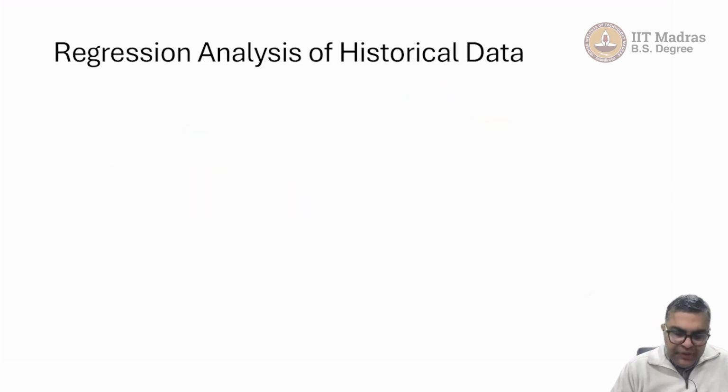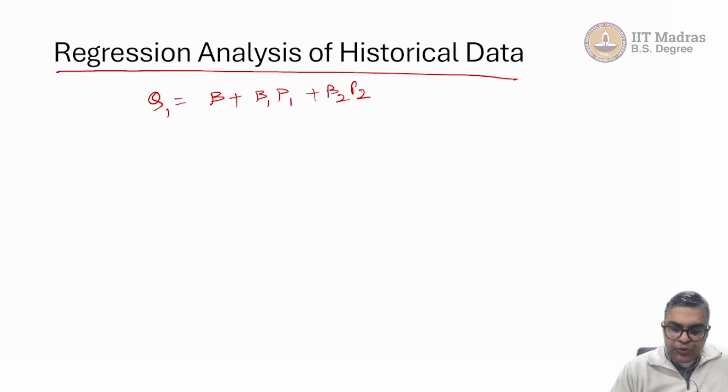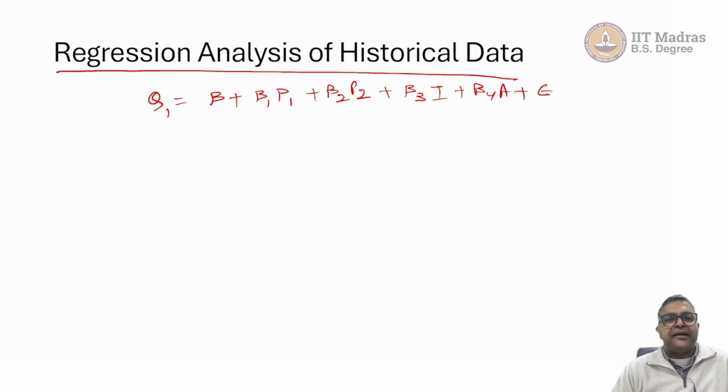Now let us move into the territory of regression analysis. So what is regression analysis? One can have that quantity demanded can be written as a function of, let us say, beta 1 P1, let us say Q1, beta 2 P2, beta 3 I, beta 4 A, and this is epsilon, the error term.